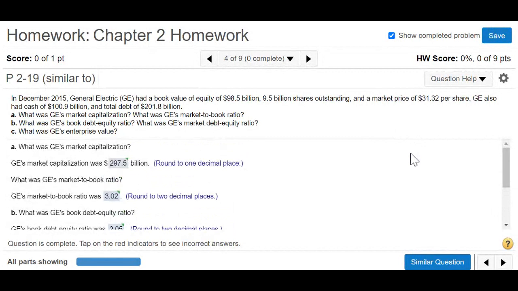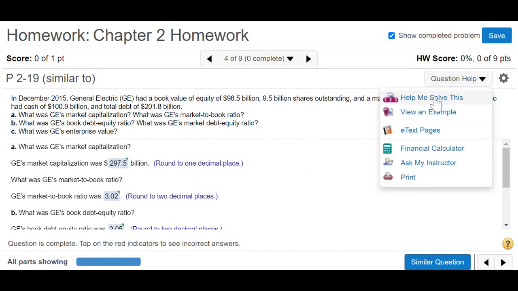Okay. So market to book ratio. What do you do now? This number, hold on one second.